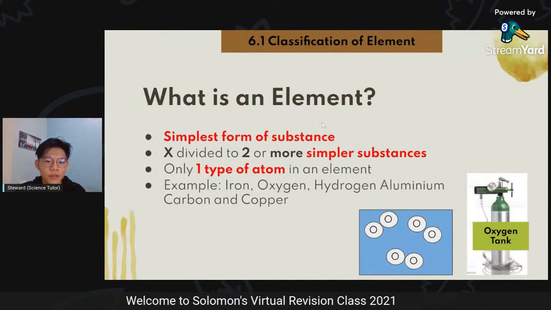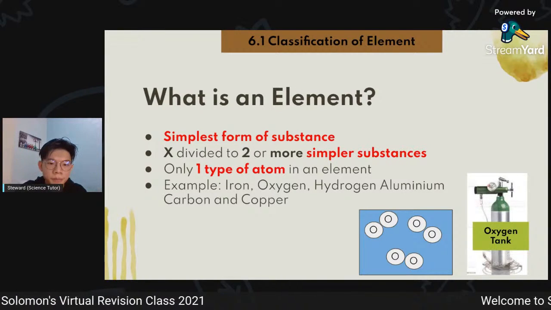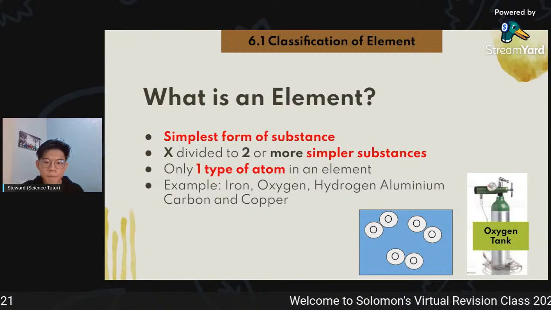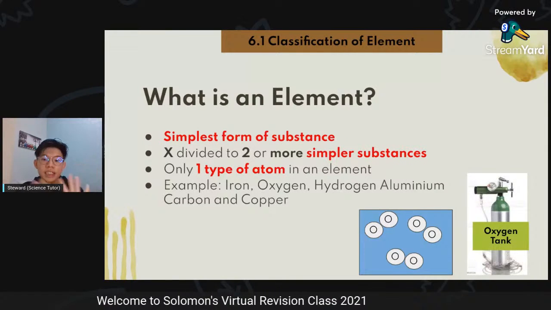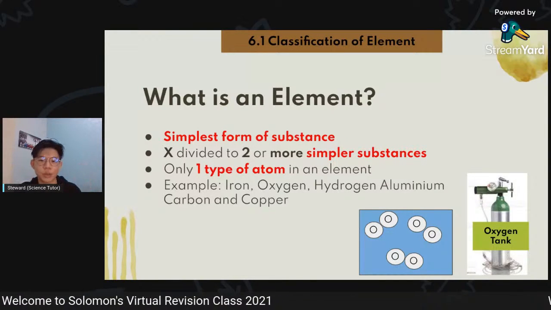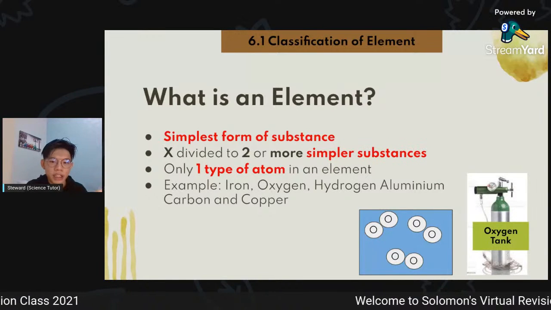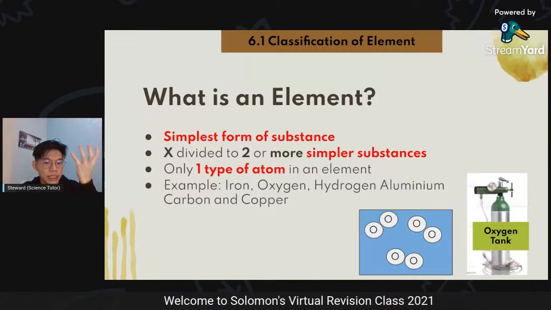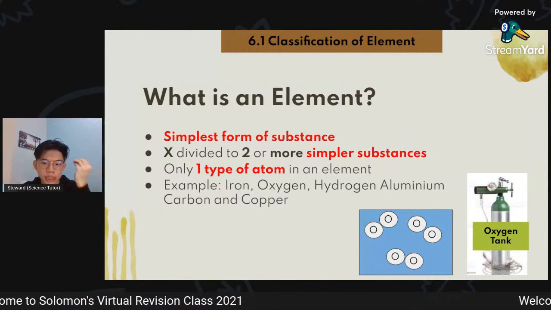Okay, so first thing, what is element? Element is the simplest form of substance. That means it cannot be divided into simpler substances. For example, this is not related to our science, but just imagine this way. You have a fire element, right? We cannot divide fire into a small fire or a big fire or a mini fire. We cannot do that, right? Because it is the simplest form of substance already. We call it fire. So this is the element.